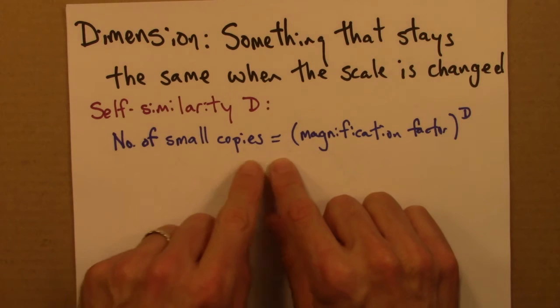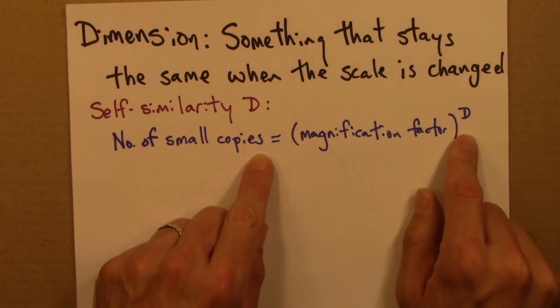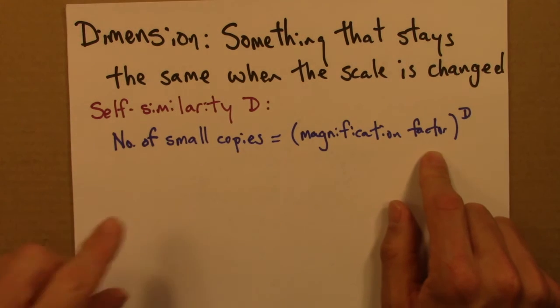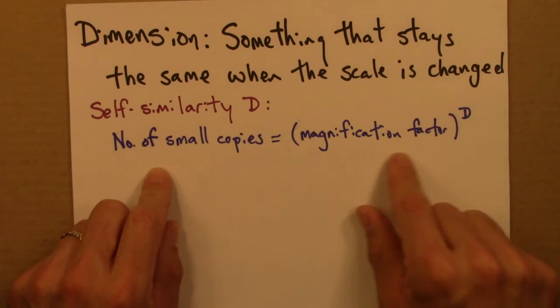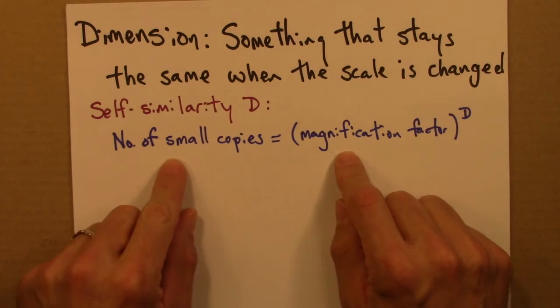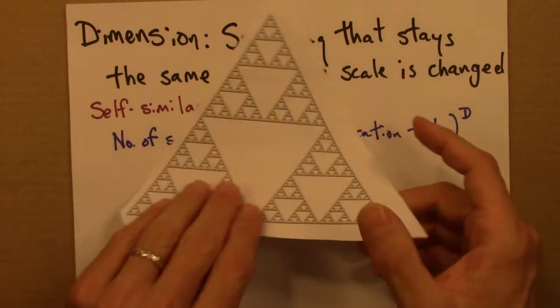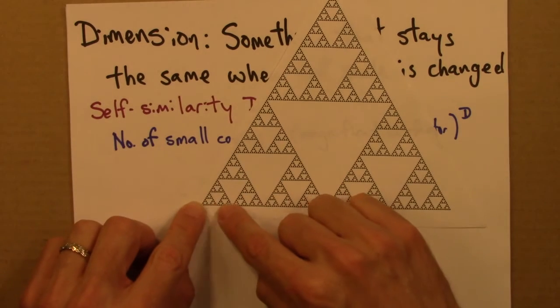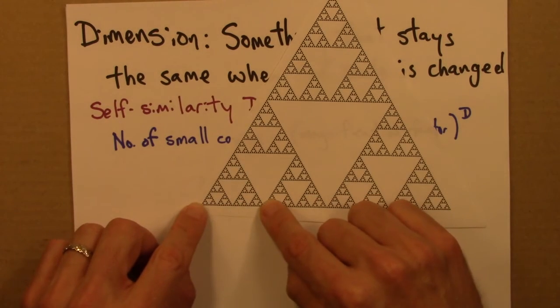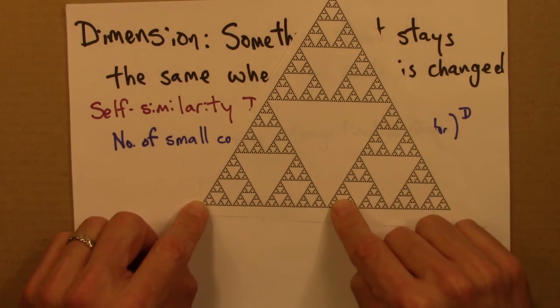Number of small copies equals magnification factor to the d. And we said in order for something to be a fractal, this has to hold across many different scales, so that you can take this, magnify it by 2, take this, magnify it by 2, and so on.